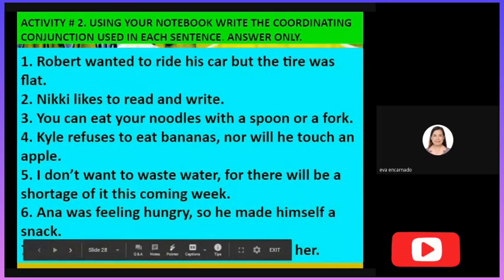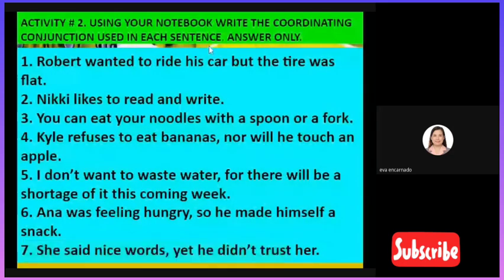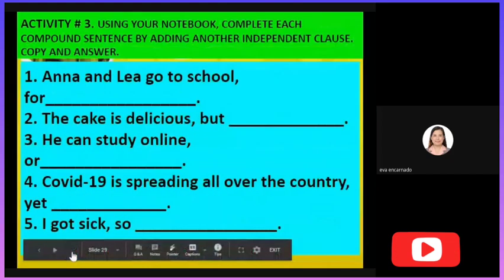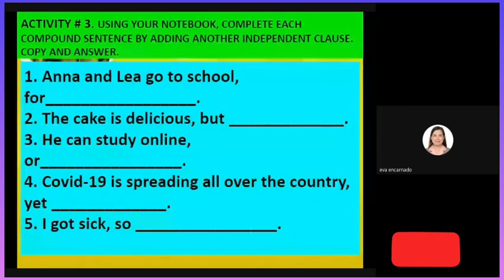Activity number 2. Using your notebook, write the coordinating conjunction used in each sentence. Answer only. So read each item carefully. Identify the coordinating conjunction in each number. Answer only, okay? You can pause the video and then start answering the test or the activity. This is your last activity. Using your notebook again, complete each compound sentence by adding another independent clause. Okay, copy and answer naman ito.